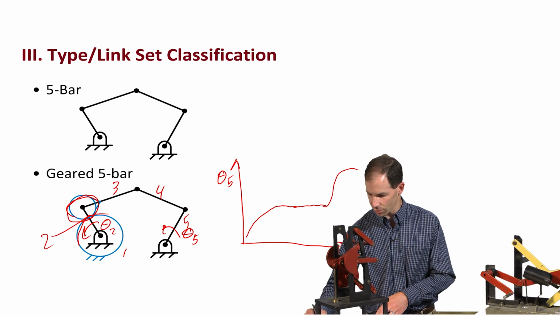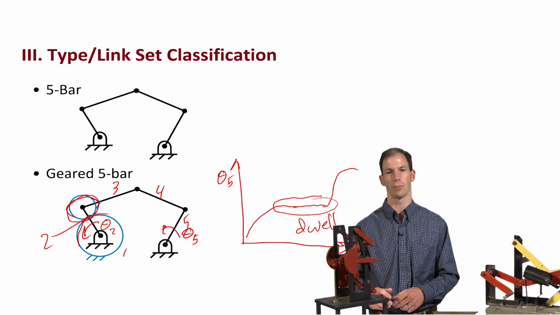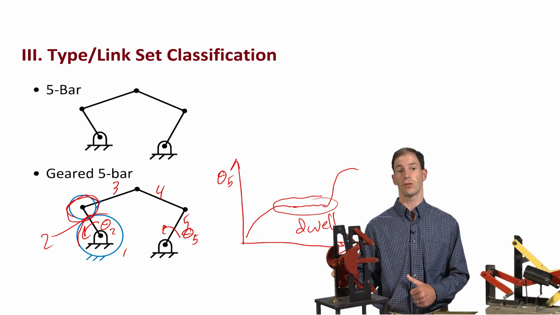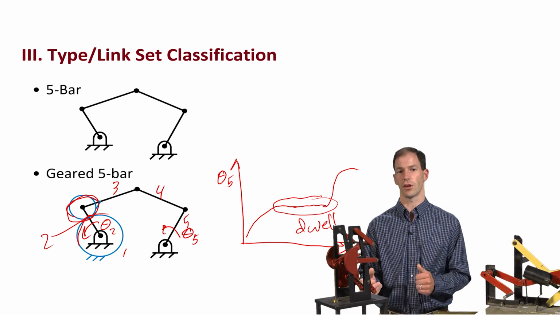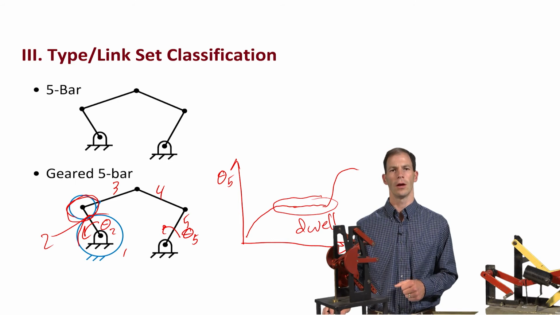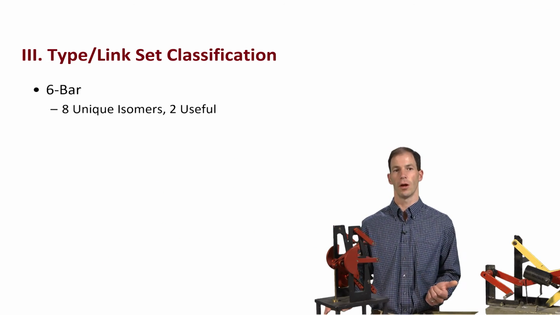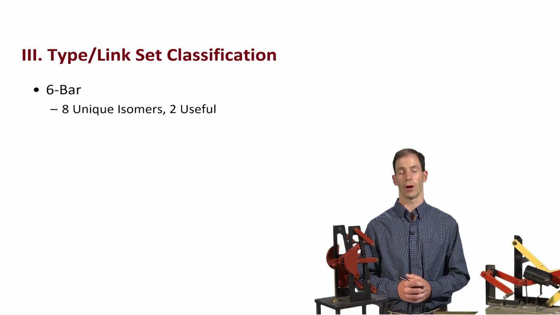Well, this section right here we call a dwell, and these geared 5-bars are very good at being a dwell mechanism where the input link keeps rotating, the output link really stays close to stationary. So we can come very close to a dwell with these geared 5-bars. Now, very often we jump straight from a 4-bar all the way up to a 6-bar mechanism because these then become single degree of freedom.